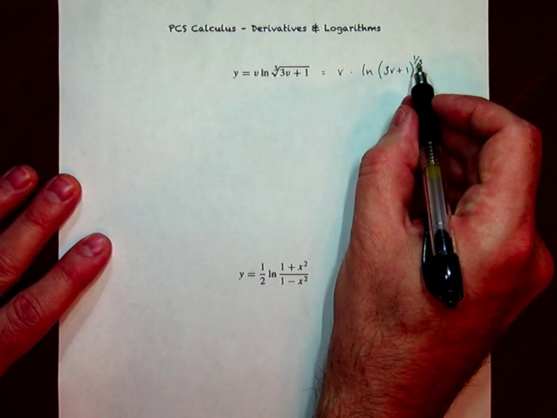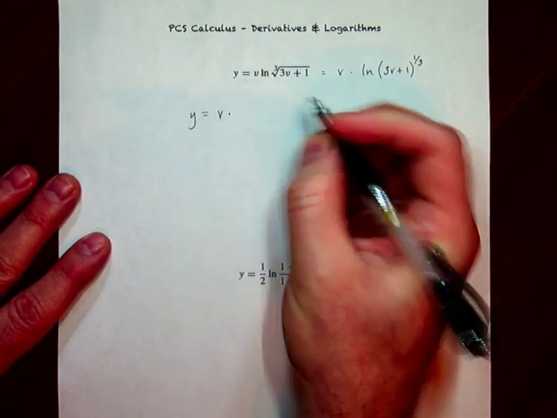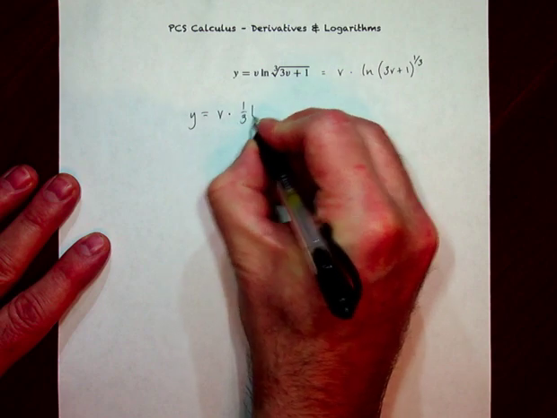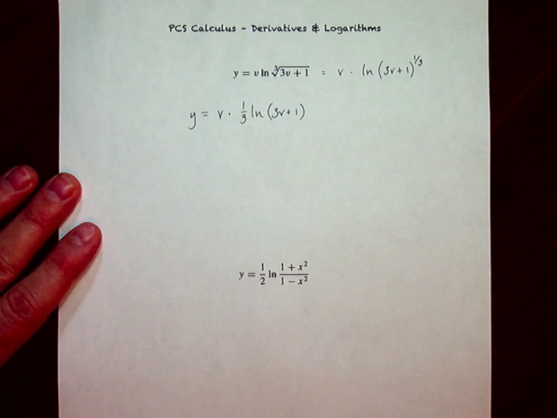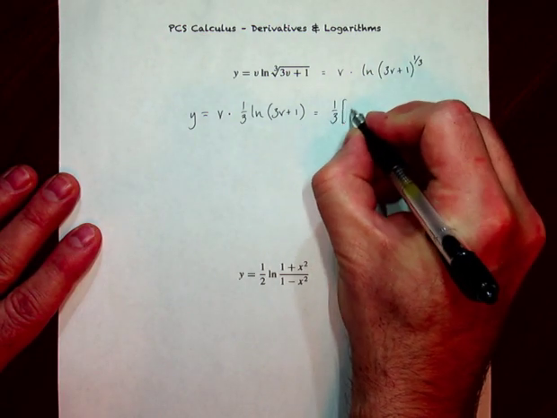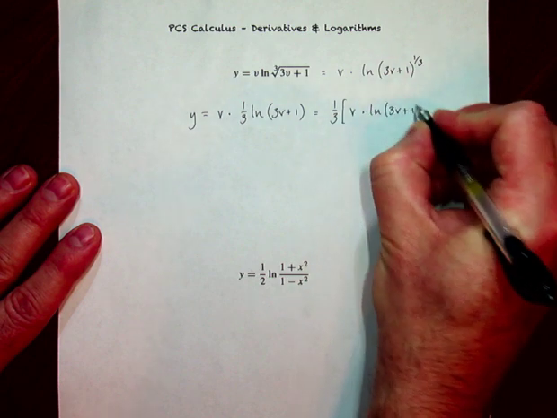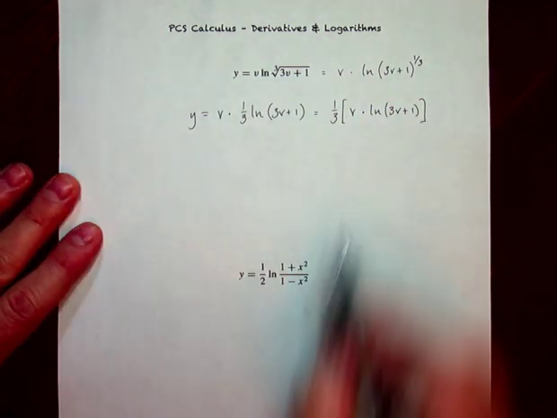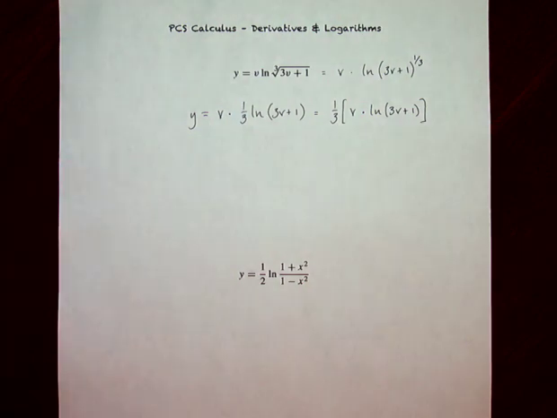Well, that fractional exponent right there, by properties of logarithms, can be pulled down as 1/3 of the natural log of 3v plus 1. And of course, that 1/3 can be pulled out in front, and I'm going to get v times 1/3 the natural log of 3v plus 1. Now, that looks a whole lot tidier than that does right there. Now, when we're doing this, you need to remember that change of form is not the same thing as differentiation.